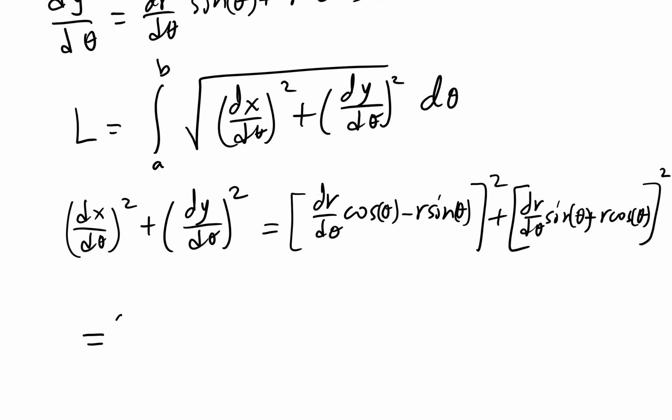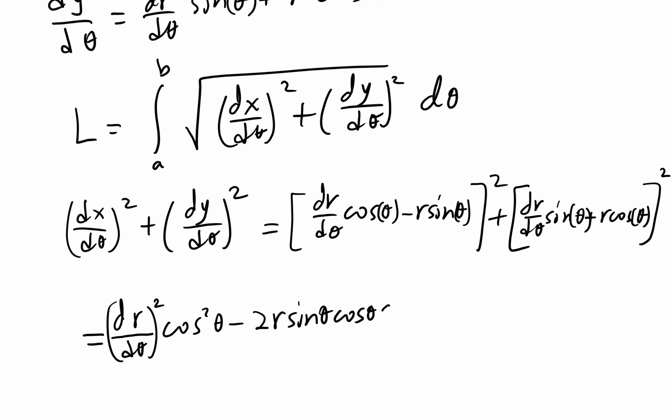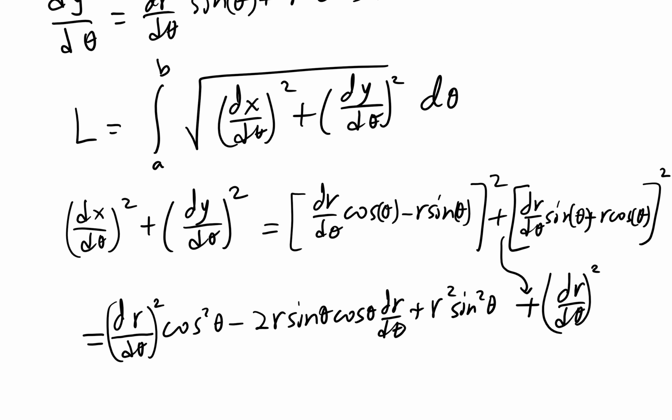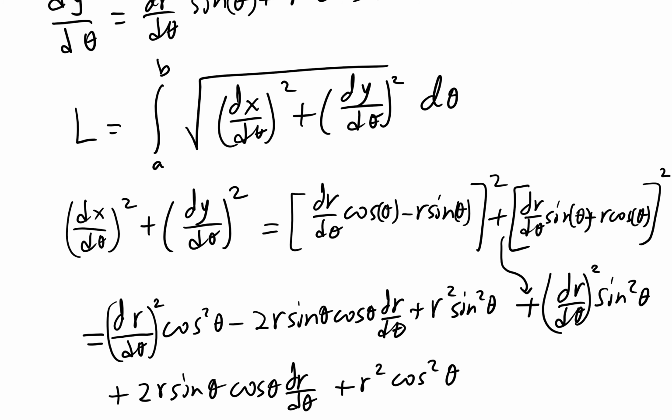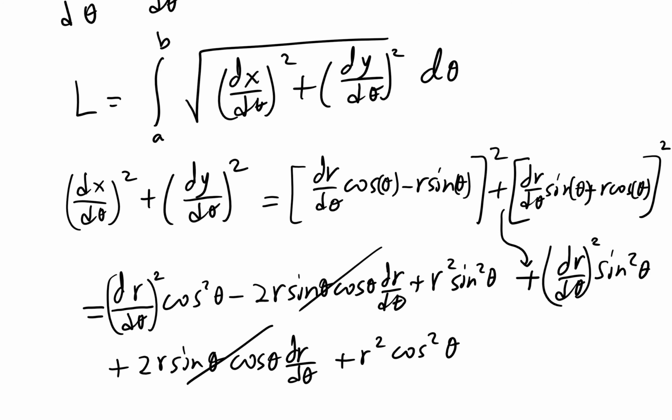So we're going to square the first one. Let me do it this way: dr d theta squared cosine squared theta minus 2r sine theta cosine theta times dr d theta plus r squared sine squared theta, plus dr d theta all squared sine squared theta plus 2r sine theta cosine theta dr d theta plus r squared cosine squared theta. Notice all these cancel.